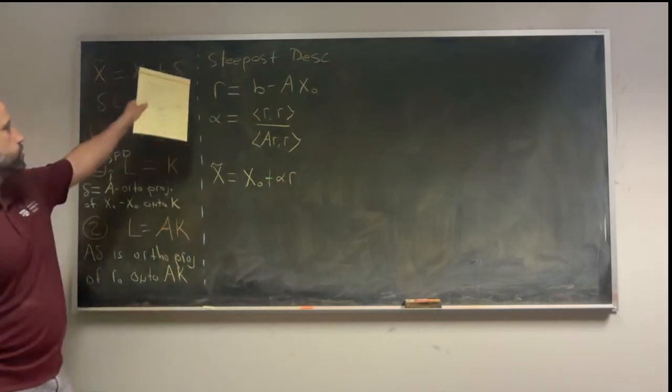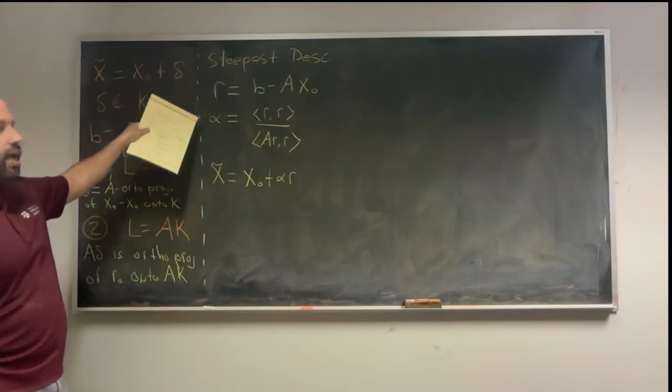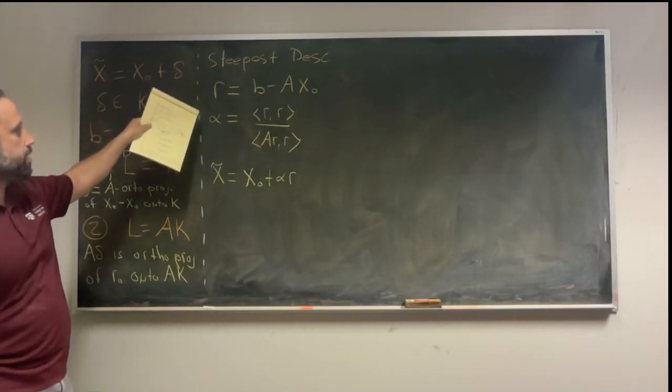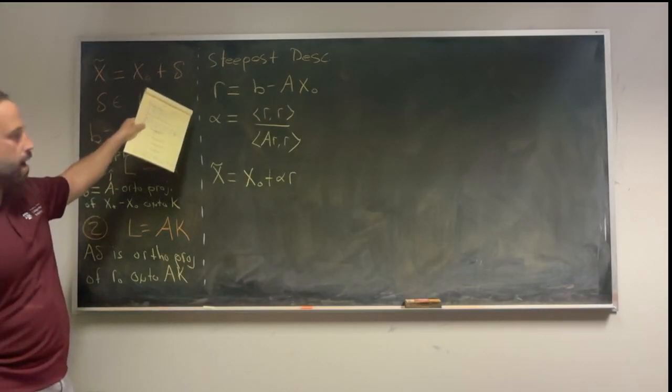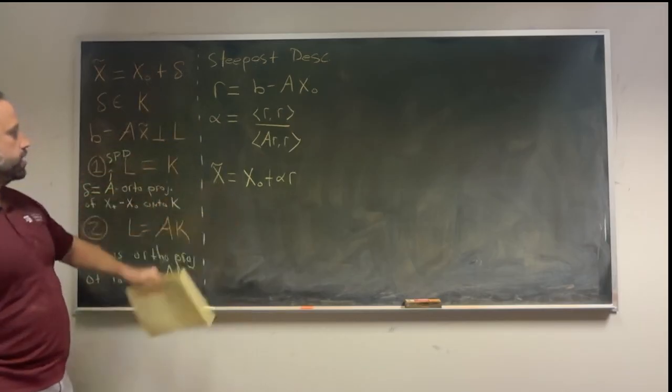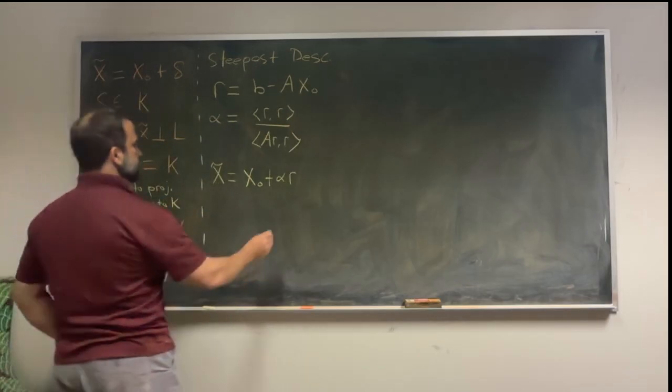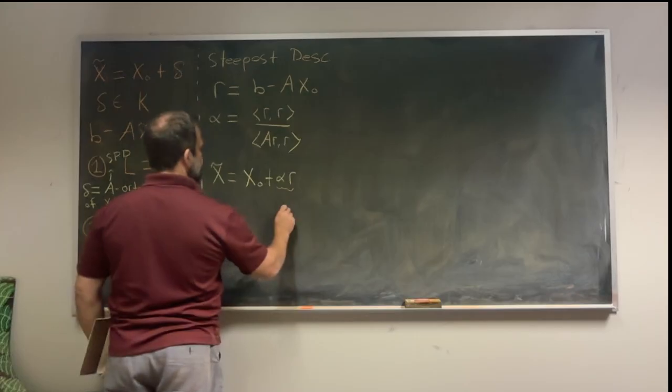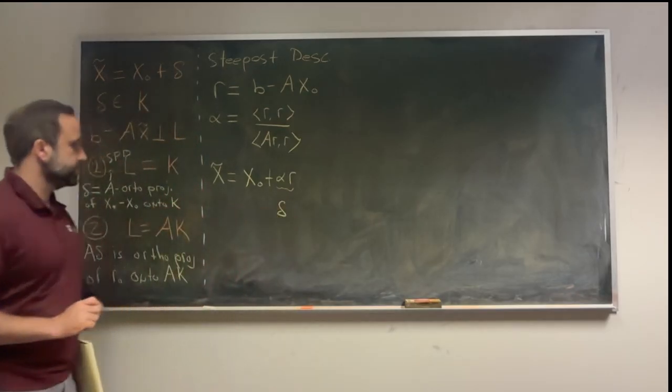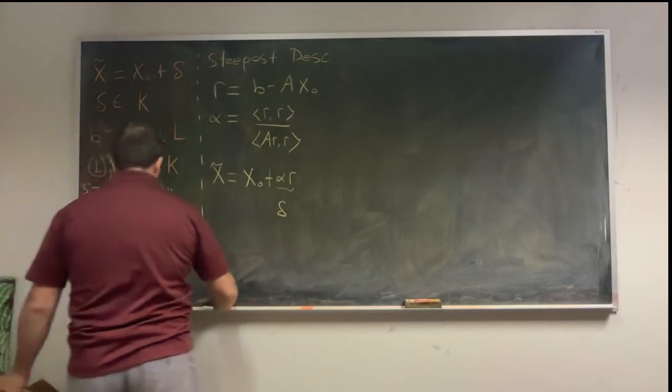Okay, so R is the residual. Alpha looks like we have some sort of projection thing going on, which is reasonable because we're talking about projection methods, and then X tilde is the update. So what we're saying here basically is that this is the delta. Okay, so what is this?